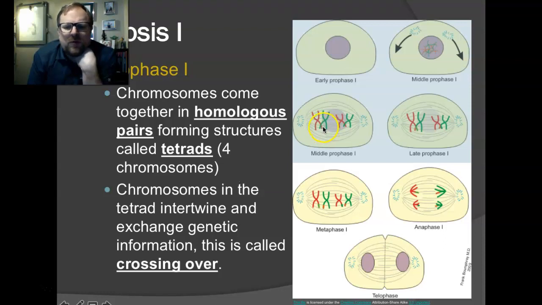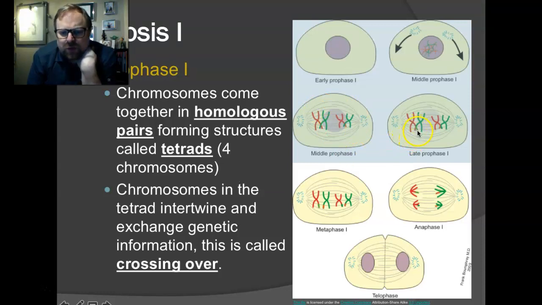And what they're going to do is go through the process of swapping a section of DNA. That's what the crossing over is. So this tetrad, which is what this is, is doing the process of crossing over here in prophase 1.